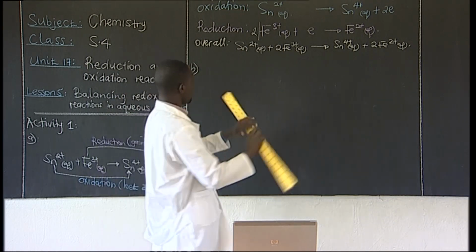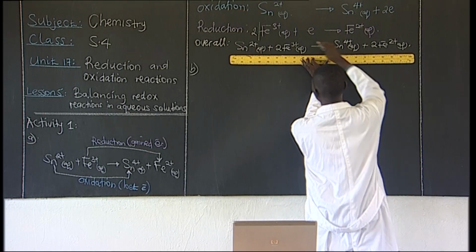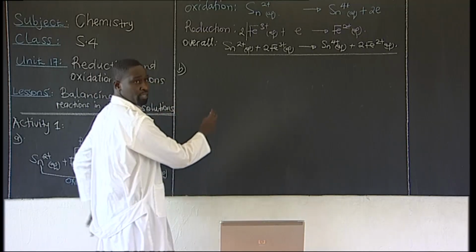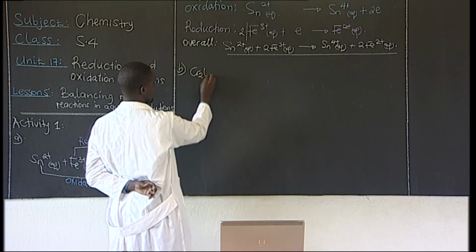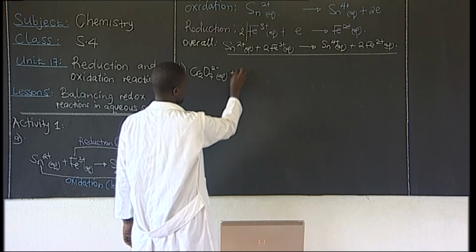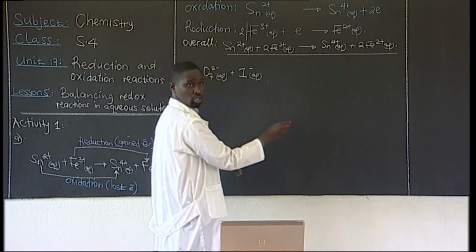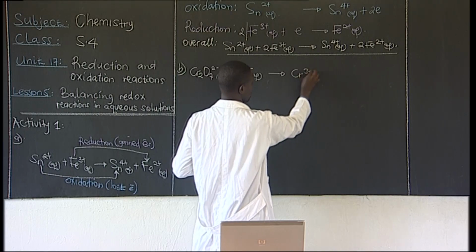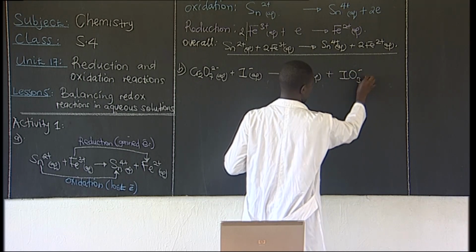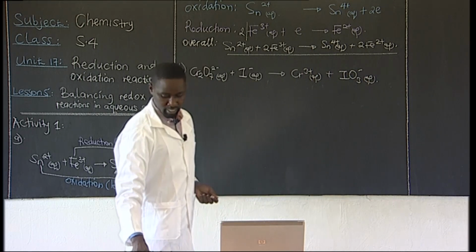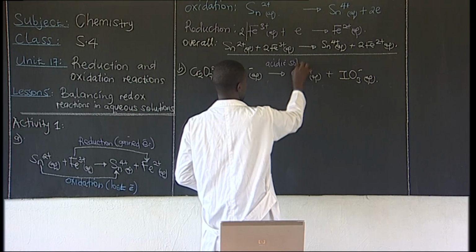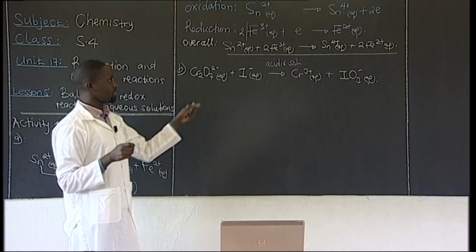Best I make a line here to separate these components very fast. Good. So part B is the dichromate plus iodide aqueous going to the chromium 3 plus iodate ion aqueous. But this is clearly indicated it is in acidic solution. In other words, there are hydrogen ions in this component.